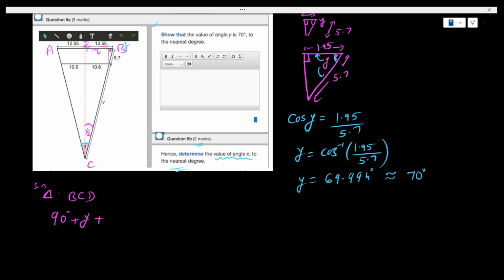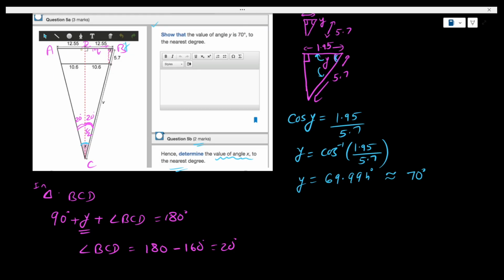So what is going to be this angle? If I take this angle BCD, BCD will be equal to 180 degrees. You already got y as 70 degrees. So angle BCD will be 180 degrees minus 160, which is nothing but 20 degrees. Because this is 20 degrees, this part also will be 20 degrees because both triangles are congruent.